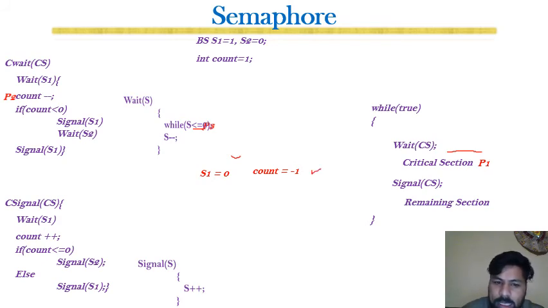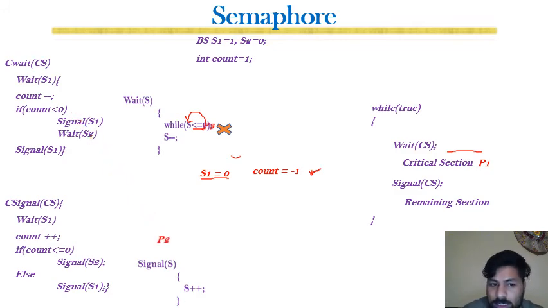Okay, and similarly P3 will be blocked here, because it will see that S1's value is less than or equal to 0. Yes, the condition is true. If the condition is true, then it will wait there. Again P2 will move ahead and check whether count's value is less than 0. Yes, count's value is less than 0, it is minus 1. So if its value is minus 1, then it will have to call signal on S1 and wait on S2.